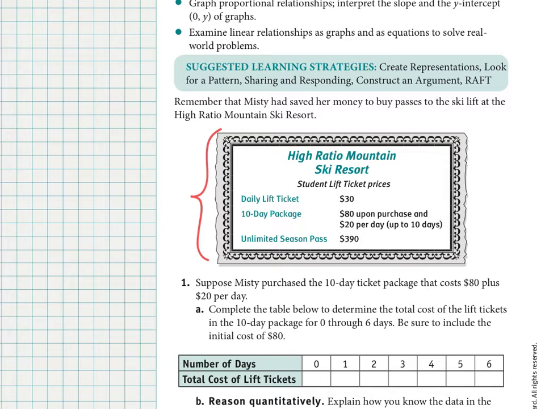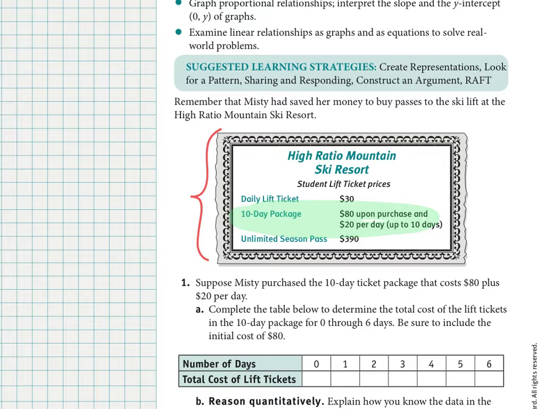So let's take a look here. Number one, let's suppose Misty purchased the 10-day package, that costs $80 plus $20 per day. So she's going to go with this option here. Let's see what she's looking at spending for the different number of days that she might use this. So part A, can we complete the table to determine the total cost of the lift tickets in the 10-day package? We need to be sure to include the initial cost.